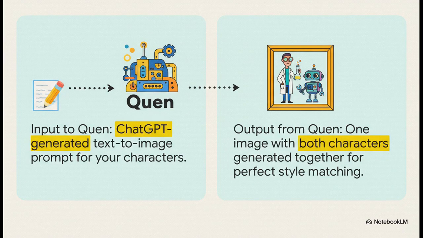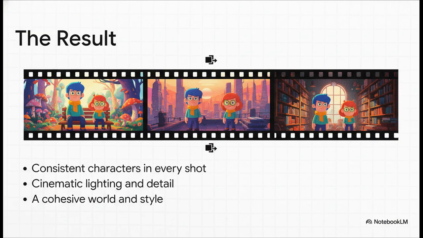Now, you take those prompts that ChatGPT just created and you move over to step 2 with Qwen. You literally just copy the character prompt, paste it into Qwen, and generate. The key here, the real magic, is that it creates both of your characters in the same image. Because they're generated together, their style, the lighting, their proportions, everything matches perfectly from the very beginning. Then you just repeat this simple copy-paste process for every scene in your story. And what's the result? Well, your characters look identical in every single shot. The lighting is cinematic, the world feels cohesive, and you've built the entire visual foundation for your animation without any complicated design work at all.